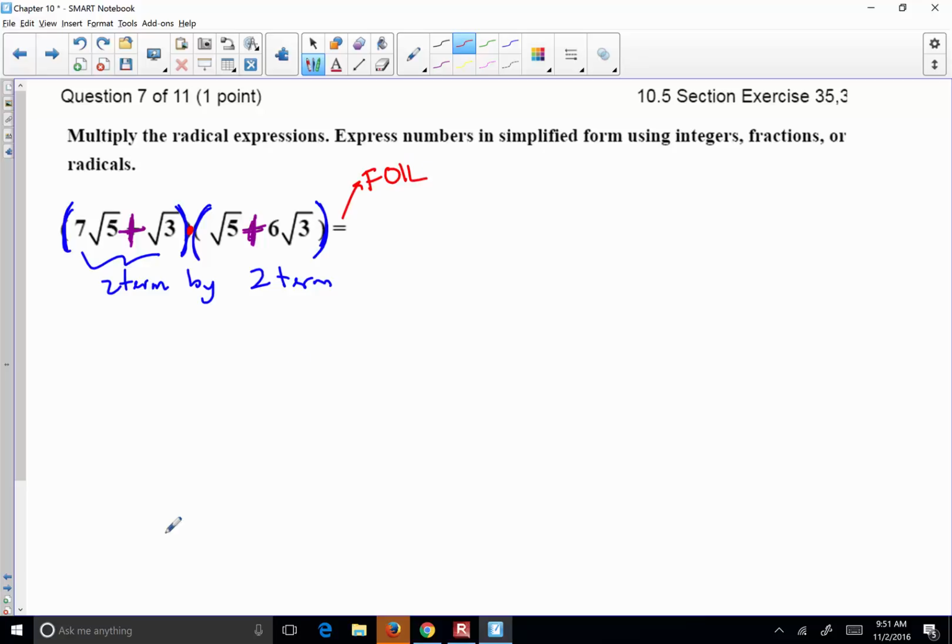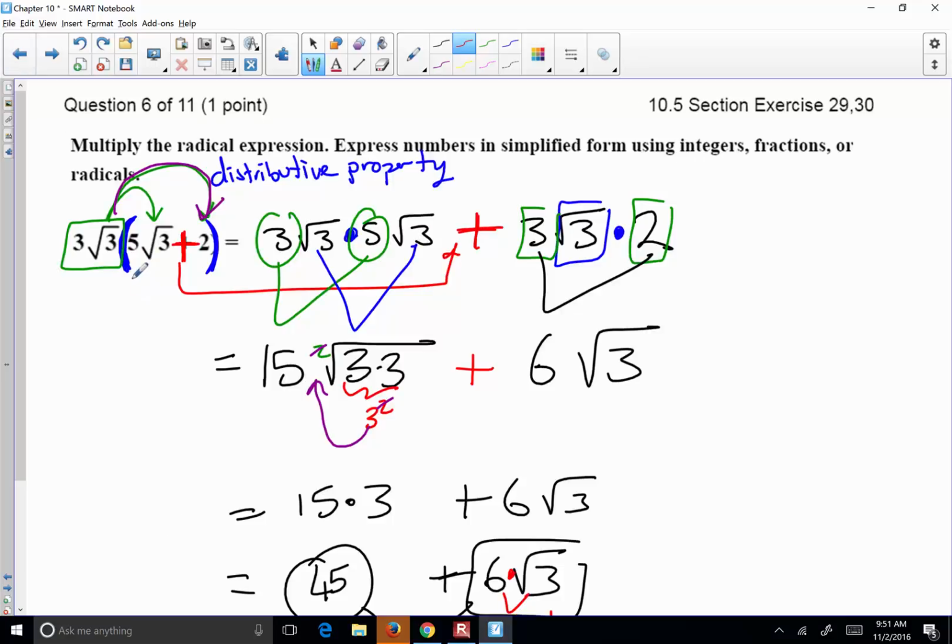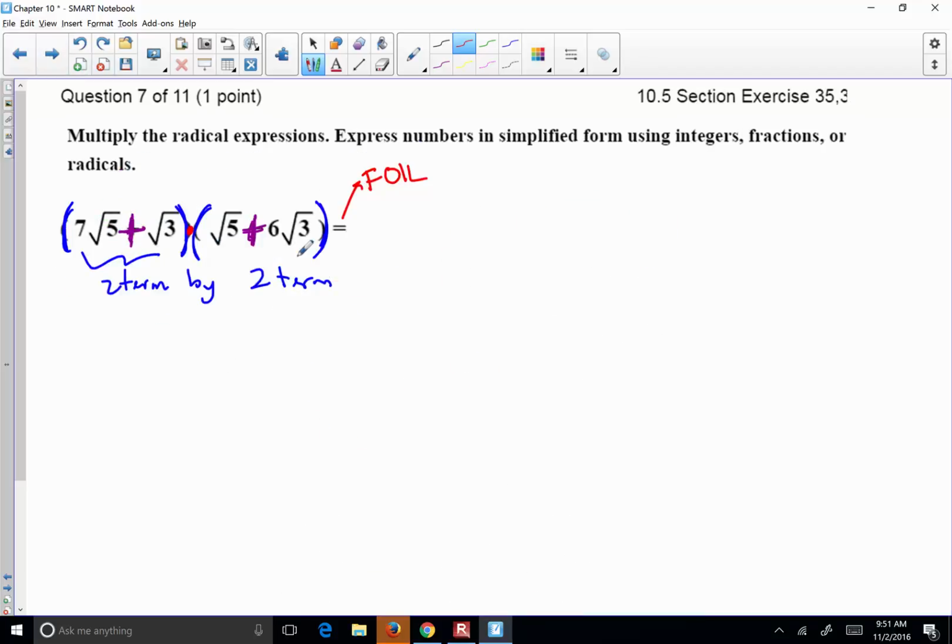FOIL. Why don't we do that here? Because this is a single term versus 2 terms. Single versus 2 term is easier. You just take the single term to each term. Single versus 2 term, 2 term versus 2 term requires the complete FOIL procedure. F as in first terms. So these are the first terms. This is F.